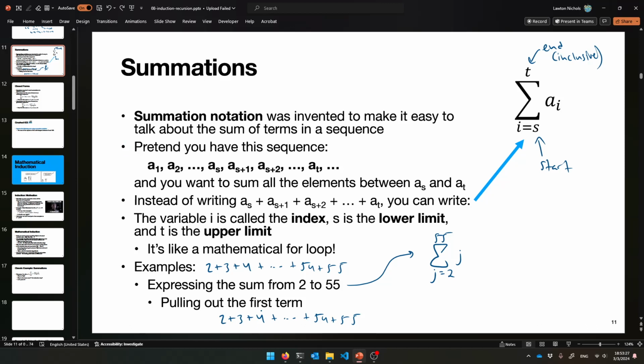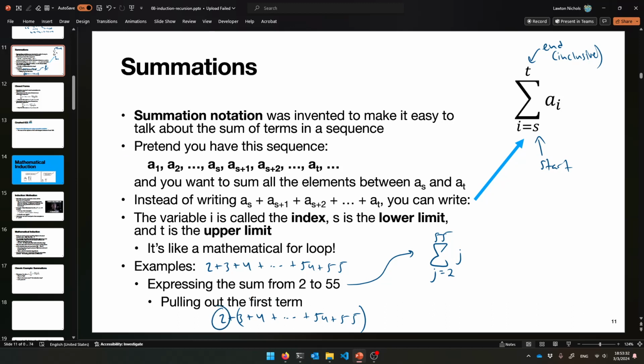Let's say that we want to pull out the first term. Like we want to take the 3 all the way to 55, but we want to just have the 2 sitting by itself. So let's pull out the first term of this summation by saying, well, it's 2 plus, then everything else, 3 to 55. How do you write that? How do you change this to mean add up all the numbers from 3 to 55? Well, it's another sigma, another summation, where j starts at 3 this time to 55. Still adding up all the j's though, but j starts at 3 now. See that? So that is how you pull out the first term of a sequence.